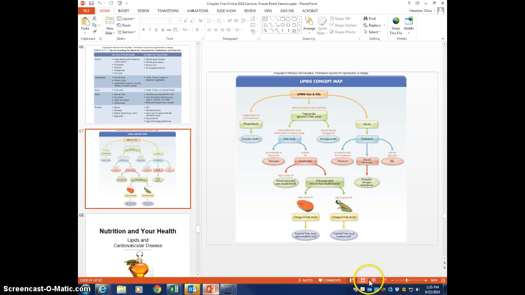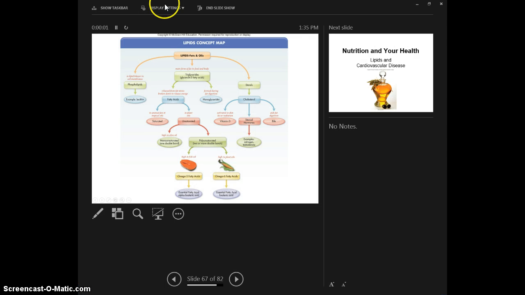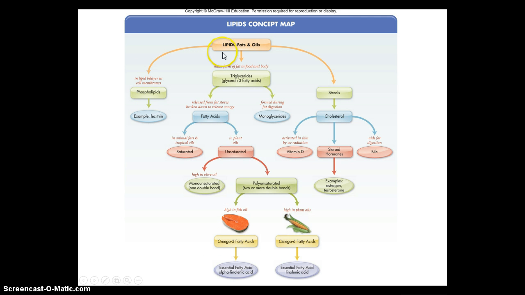And I know that this is a very detailed concept map, but I think that it's important because I want you to see how these fats and lipids kind of break apart. So again, triglycerides, the main form of fat in the food or the body. Okay, so fatty acids are the building blocks of triglycerides.